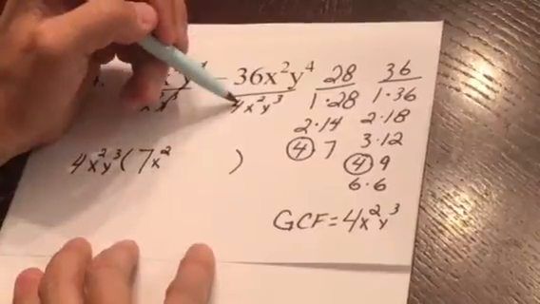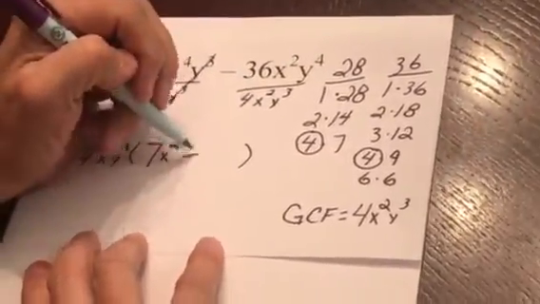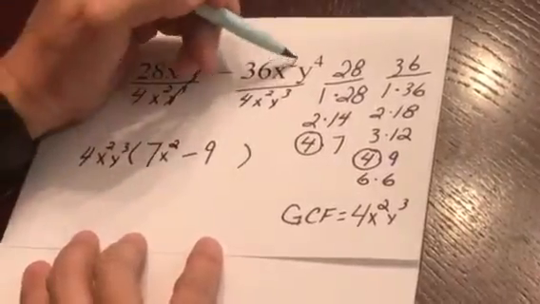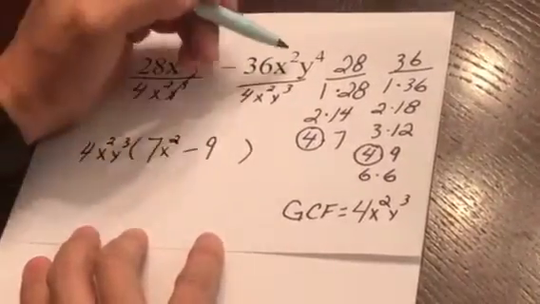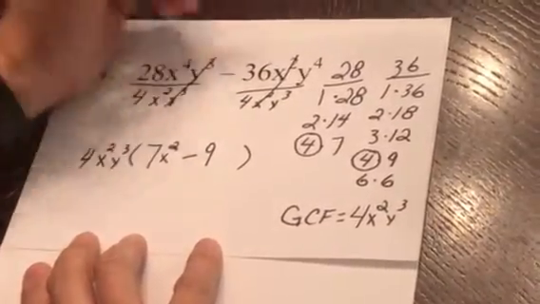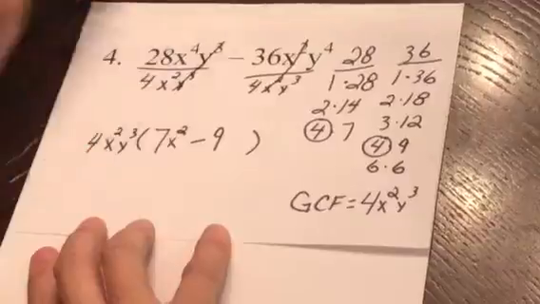Negative 36 divided by 4, negative 9. X to the 2 divided by x to the 2. 2 minus 2 is 0. The x's cancel out. Y to the 4 divided by y to the 3.